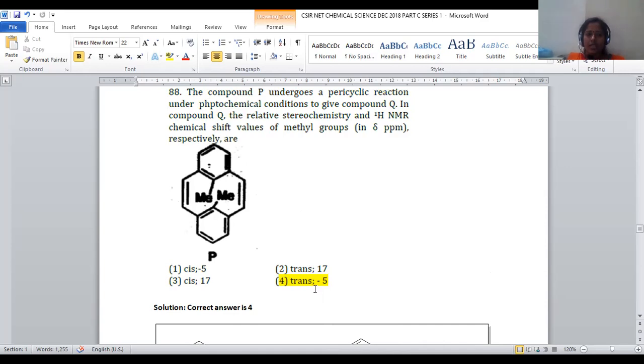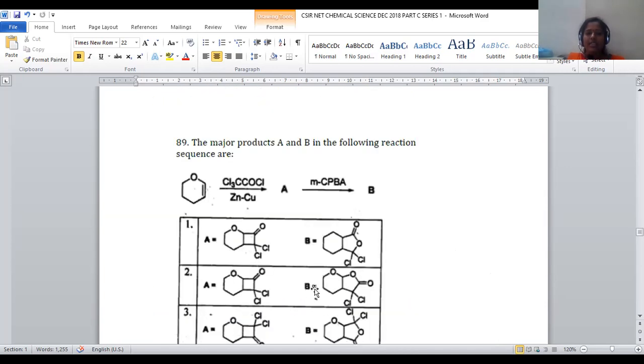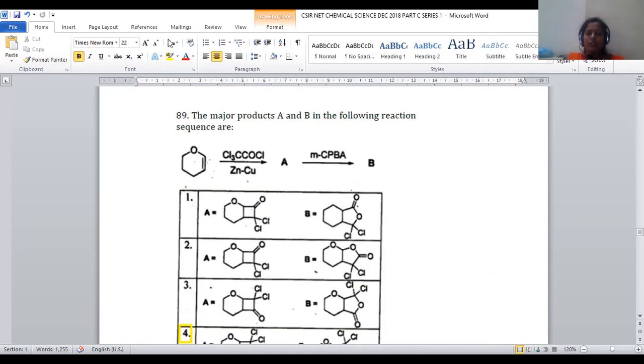So let us move on to question number 89. In question number 89, we have to find the major products A and B in the following reaction sequence. We have to predict what the products will be. Okay, here it is a kind of pyrene system, and it is treated with Cl3C-C(=O)Cl, right? So this is a kind of reagent.